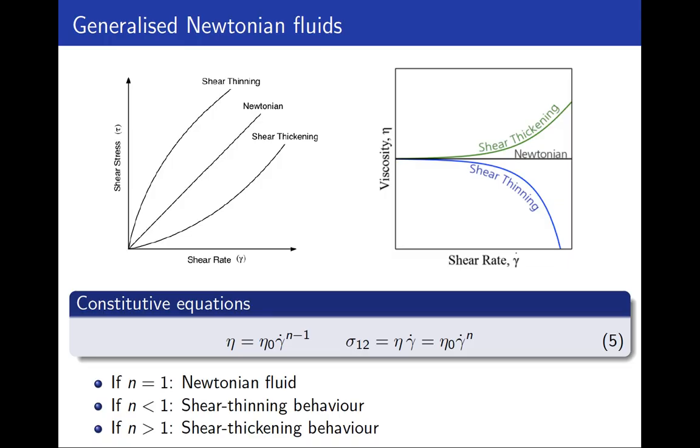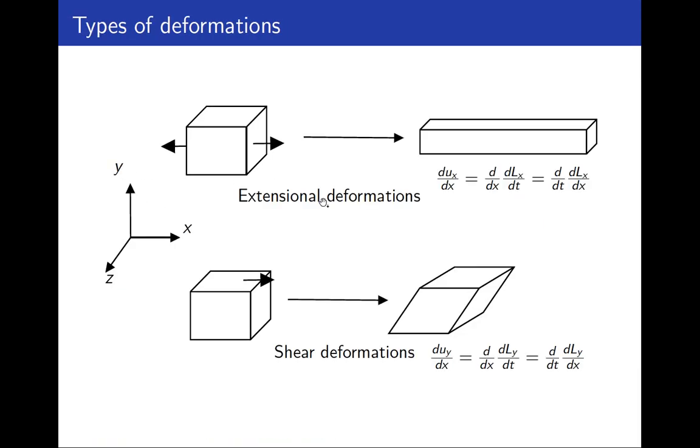But first, I would like to give a brief introduction to what is a generalized Newtonian fluid. Here I'm reporting two curves. The first one shows the behavior for different fluids of the shear stress versus shear rate. But what exactly are these physical quantities? In order to explain them, I also need to explain the types of deformations that are observed in fluids, in elastic materials, or in bodies.